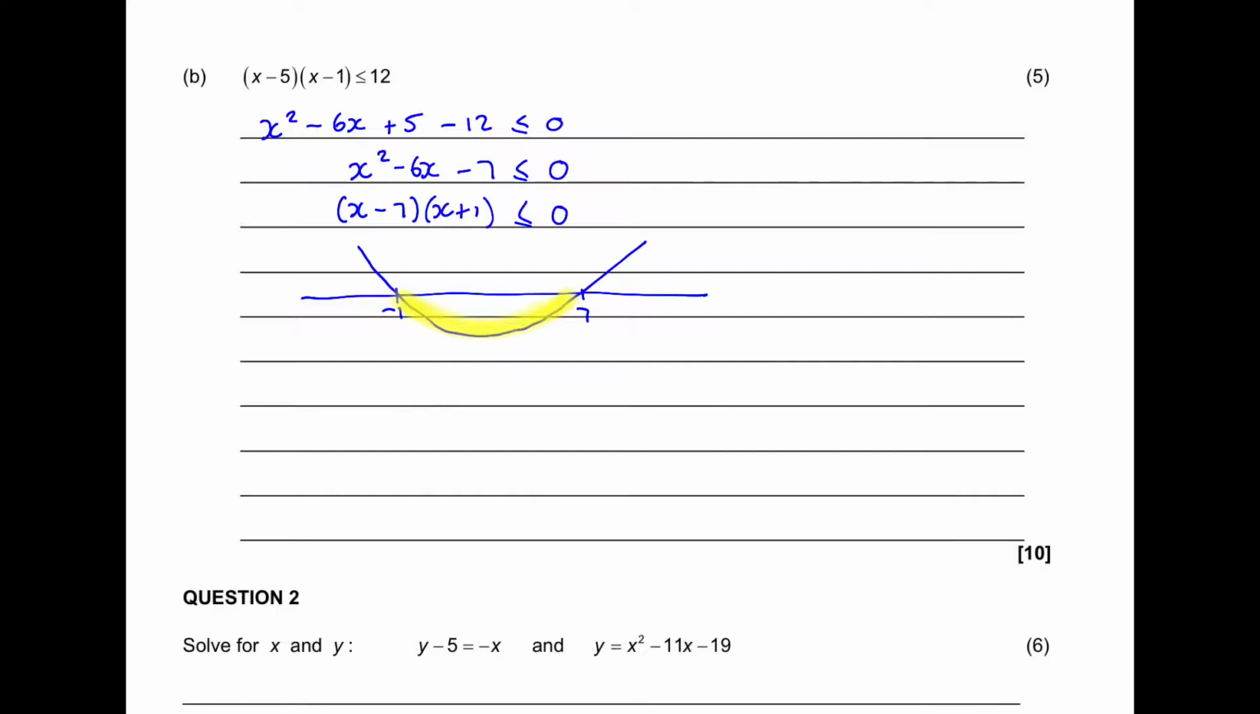Right, so our answer then is that negative 1 is less than or equal to x, which is less than or equal to 7. And another way of saying that inequality is x is between and including negative 1 and 7.